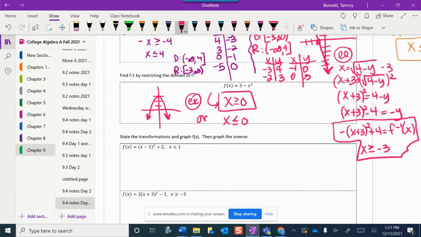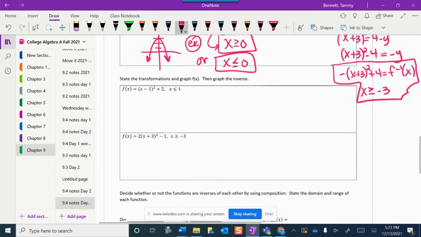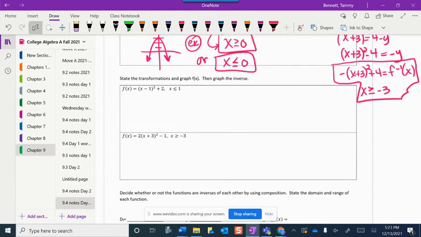So that would be 2 possible choices for how we could restrict the domain. State the transformations and graph f of x, then graph the inverse. So this graph would have the vertex at (1, 2). But all my x's are less than or equal to 1, so I'm only interested in this side of it. So my domain is negative infinity to 1, and my range would be bracket 2 to infinity.